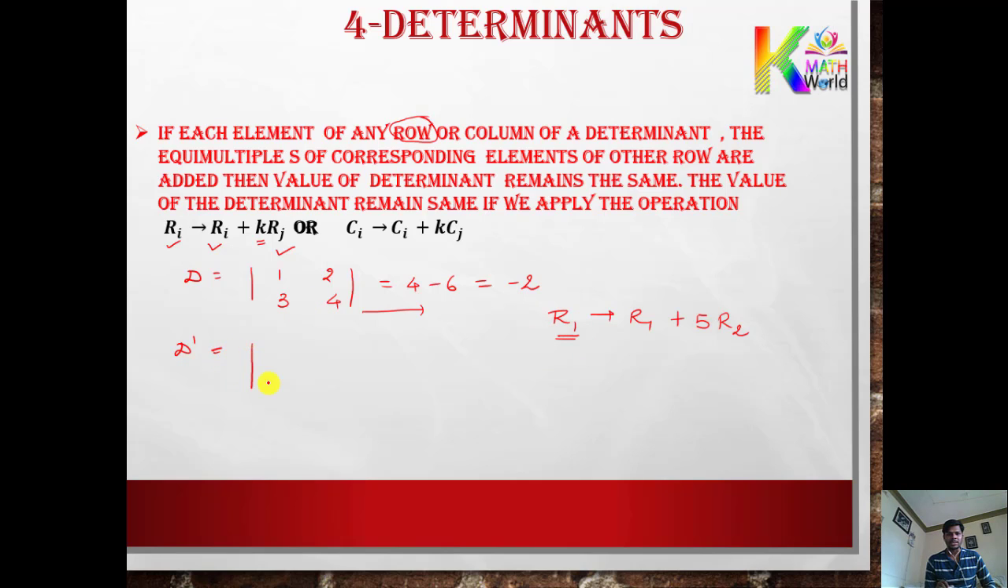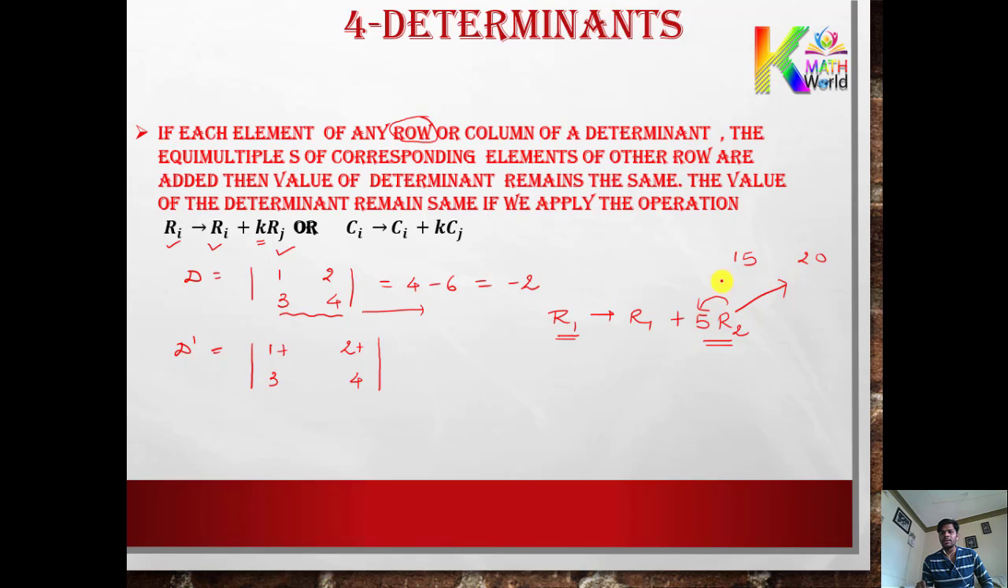So I am going to fix that second row: 3 and 4. Then what is given here? In R1 that thing got added. The elements of R1 are 1 and 2. 5R2 means each element of R2 gets multiplied by 5. So each element gets multiplied by k, that is 5. 5 3s are 15, then 5 4s are 20. These are the elements we got by performing this operation.